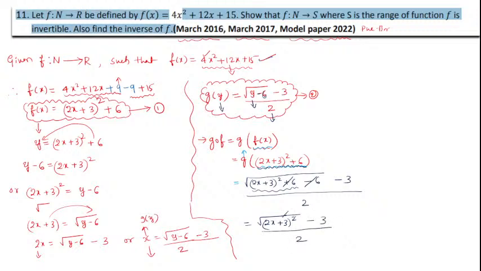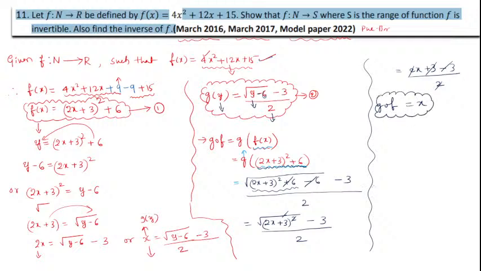Again here square root and square will get cancelled, so what is the remaining? That is equal to 2x plus 3 minus 3 divided by 2. Again plus 3 minus 3 will get cancelled, again 2 and this 2 will get cancelled, remaining will be what? X. In other words, you have got gof is equal to x. Gof function is equal to x. Take this as equation number 3.